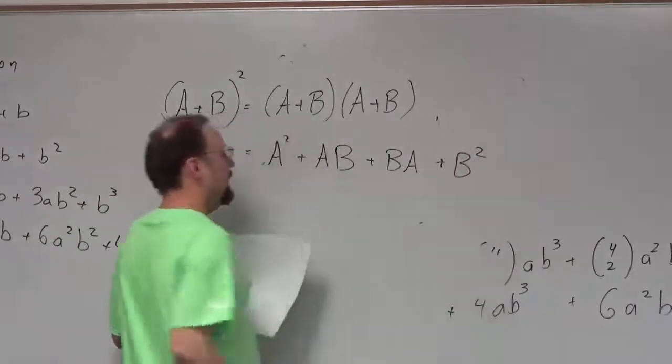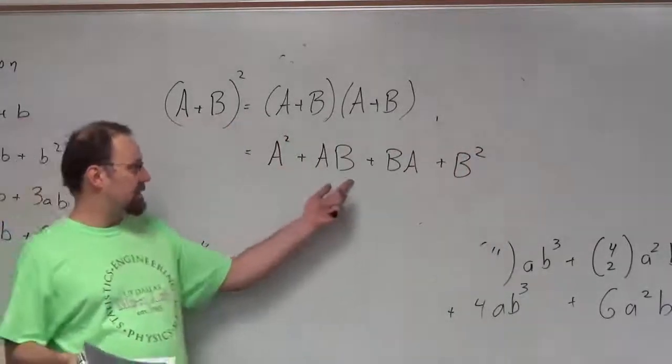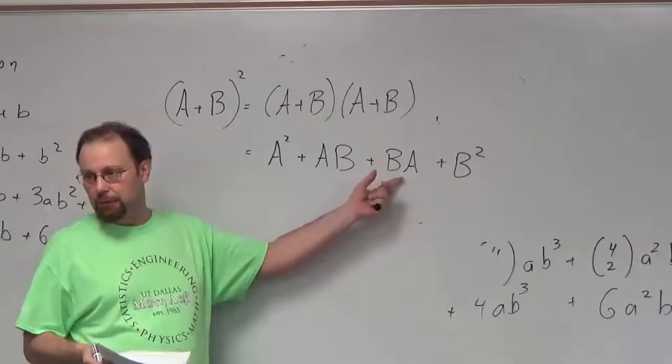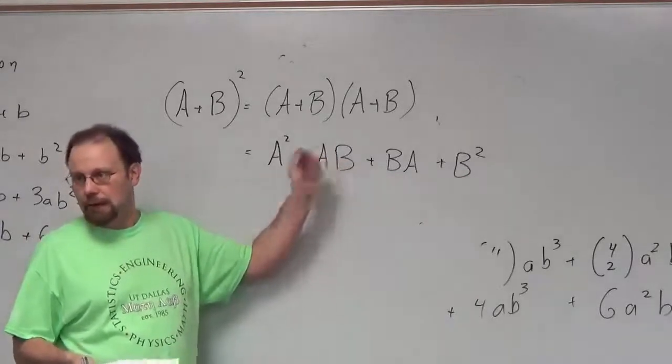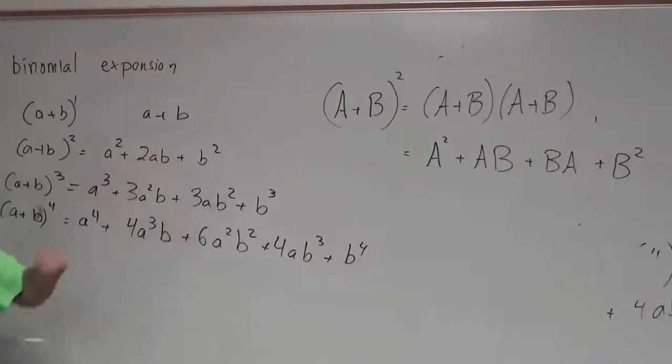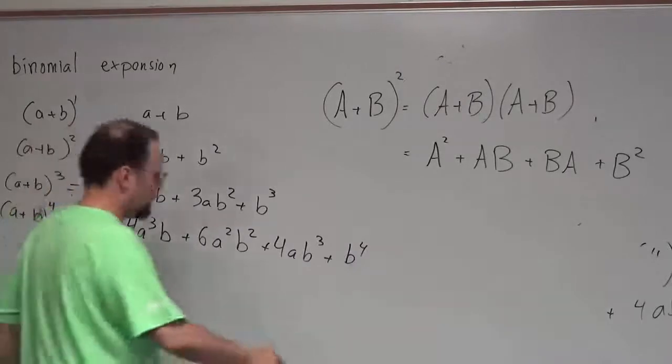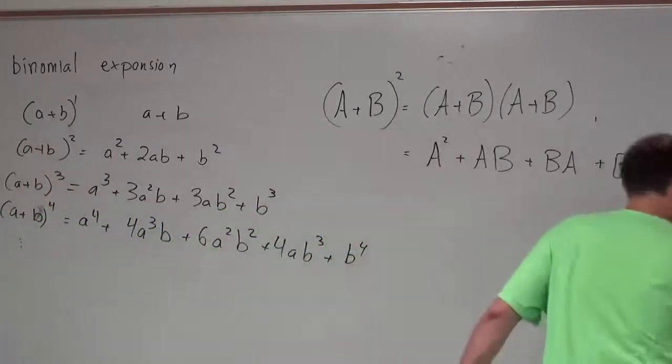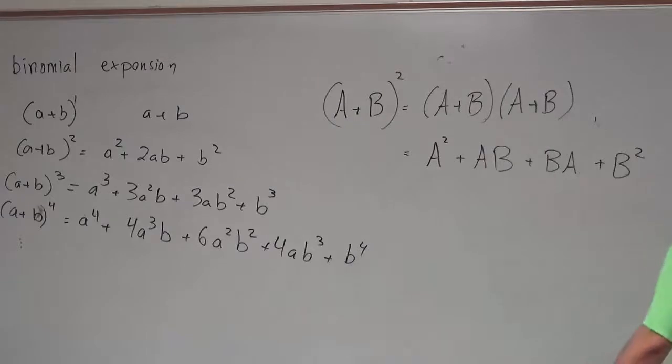So it's B squared. And because we can't say that A times B is equal to B times A for sure, we can't combine these. They're not like terms. So this kind of expansion doesn't work, because while numbers commute, matrix multiplication doesn't. So we don't have a binomial.